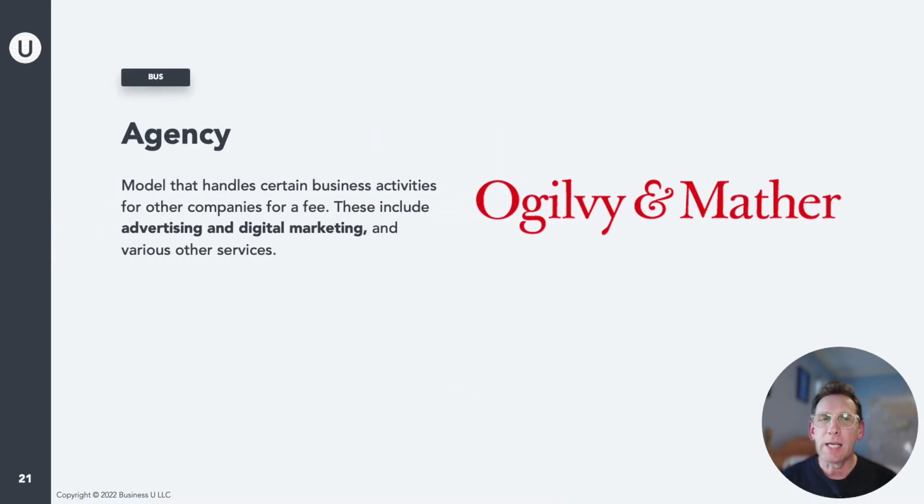An agency is another type of business model. This is a model that handles certain business activities for other companies for a fee. They could include advertising and digital marketing, along with various other services. So Ogilvy and Mather is an example of an agency that does business for other companies.